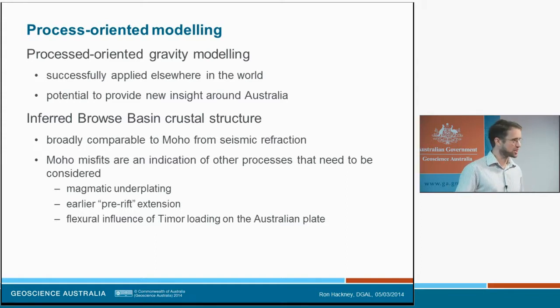So the crustal structure we infer for the Browse Basin is broadly comparable to the MOHO from the seismic refraction data. There are obviously misfits that tell us something about other processes. It also, of course, maybe tells us something about the refraction model. Is the refraction model ideal? The MOHO misfits relate to the processes I've talked about here. So is there magmatic underplating? Does that have to be accounted for? Earlier pre-rift extension and the flexural effects of Timor loading.